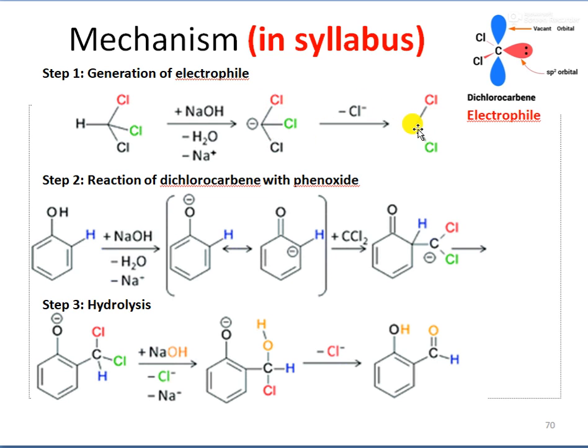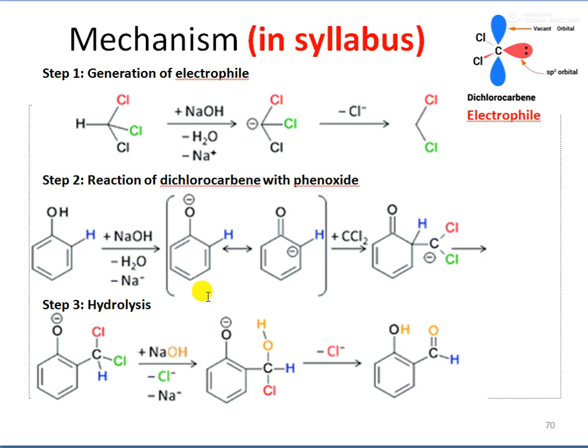So this will give CCl2, which is dichlorocarbene. This is the structure of dichlorocarbene. It has a vacant orbital, and since it is sp2 hybridized, the lone pair of electrons will be present in the sp2 orbital. This is an unhybridized vacant orbital remaining free. So this is an electron deficient compound, and it will attack the phenol at electron rich sites.